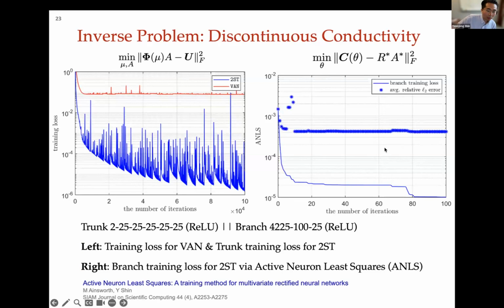For this branch network, we specifically utilize the so-called active neural least square that I developed with Mark Ainsworth, so that any method can be applicable. But in this case, with just a two-layer neural network, you can achieve quite good accuracy. Partially to advertise this method, and partially because it works great in this particular example, we employ it, but any method can be applicable.